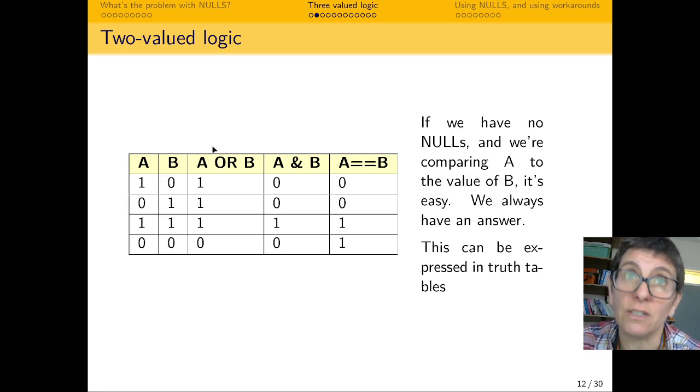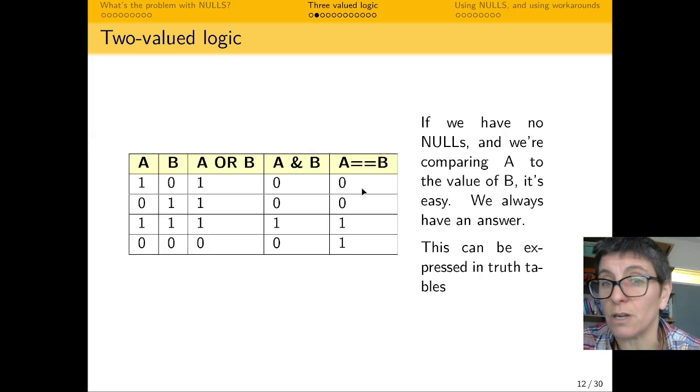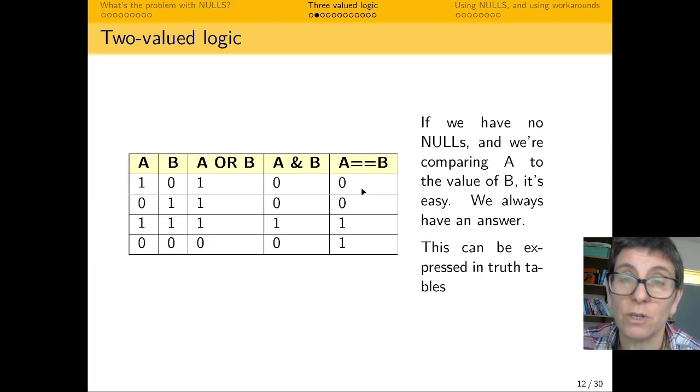That's the definition of OR. With AND, it's only true if they're both true. With equals, it's only true if they're both the same. And this is how computers work under the hood, and this kind of truth table is how we work out how logic works, in a sense.